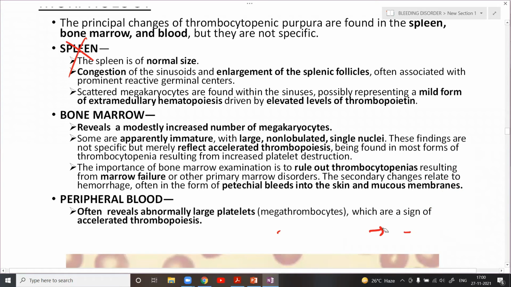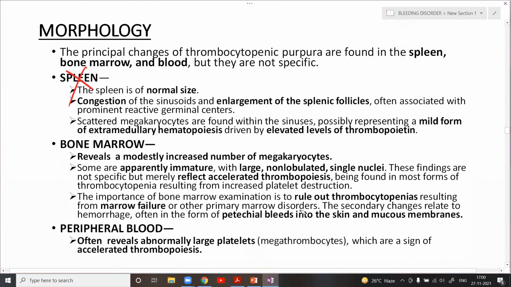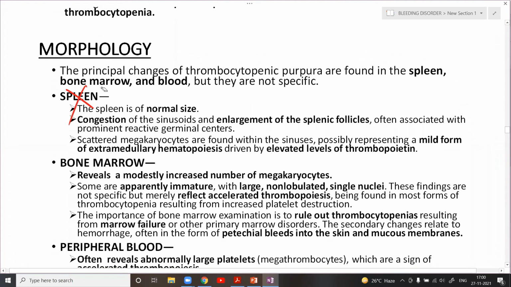Now we are going to understand what happens in the spleen. So basically in the spleen, the spleen is of normal size. There is some amount of congestion in the splenic sinusoids. The splenic follicles are also enlarged. Can anyone tell me why the splenic follicles enlarge? Yes, why is the splenic follicle enlarging? Yes. Because of increased phagocytosis. Yes, there is an increased phagocytosis.